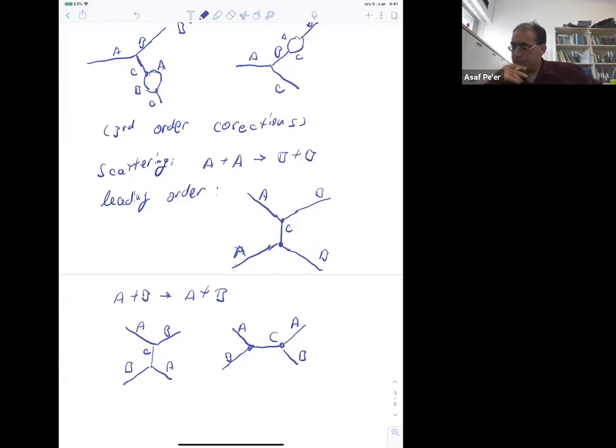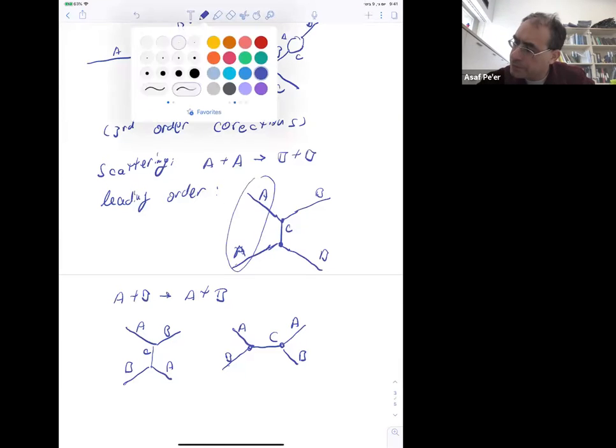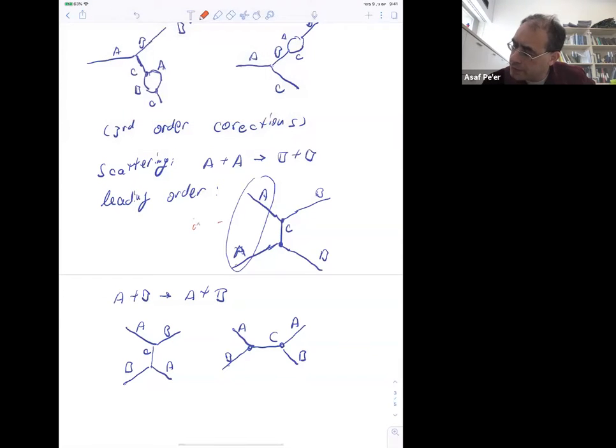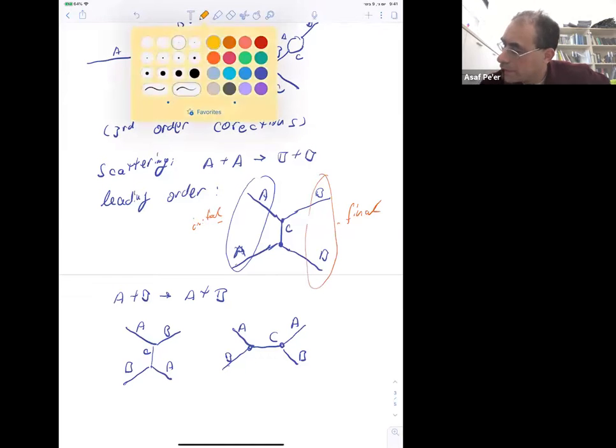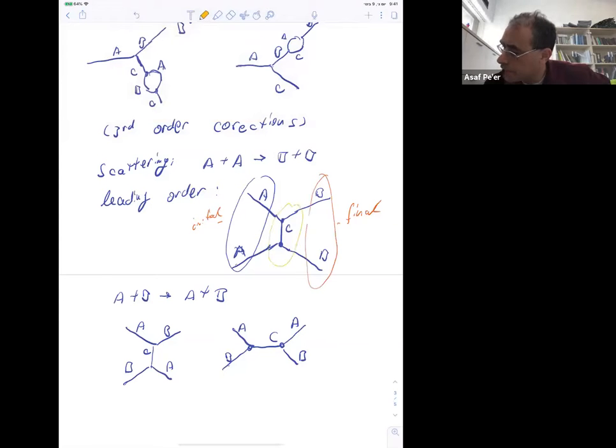So each of these diagrams connects the initial particles that enter the process to the final particles. So here we have initial particles. These are the initial. These are the final. And there are a lot of intermediate particles. So this would be the intermediate particles.